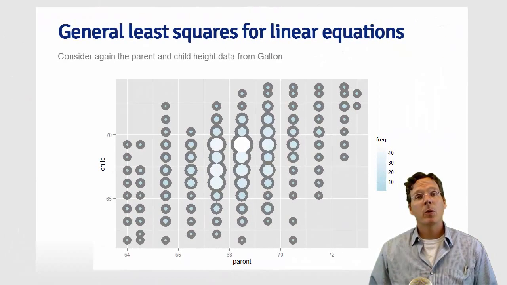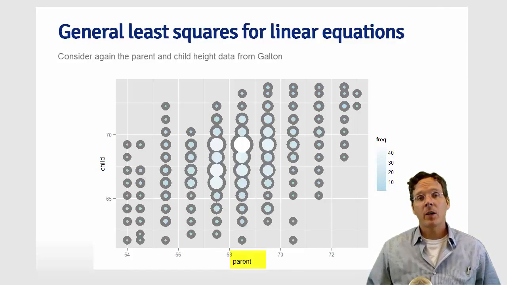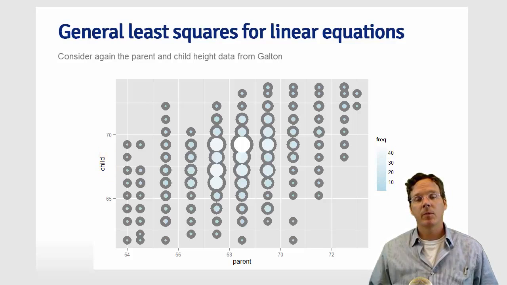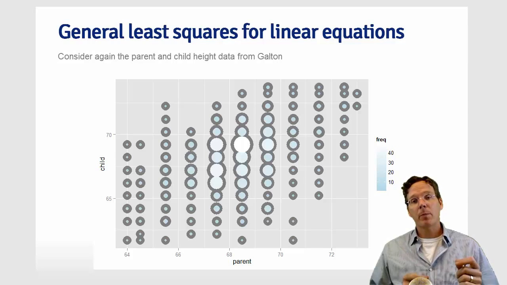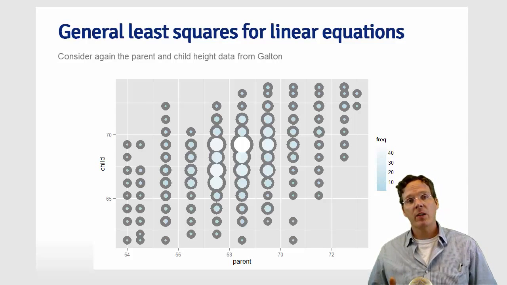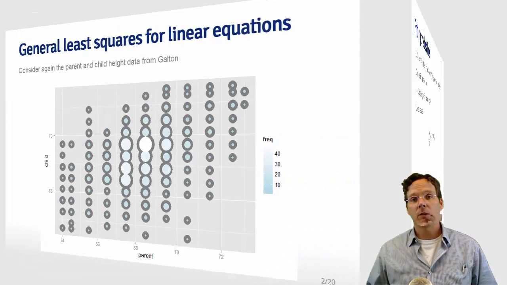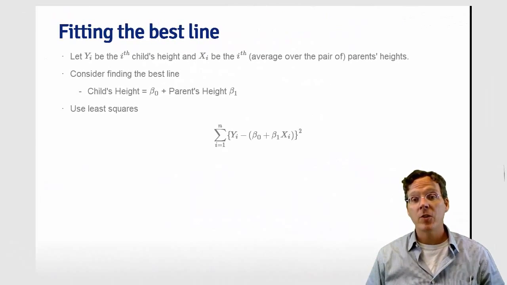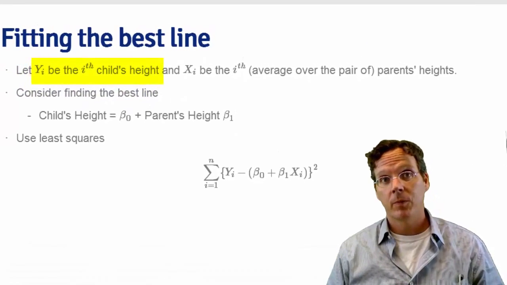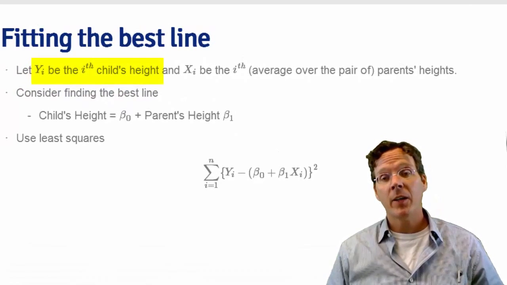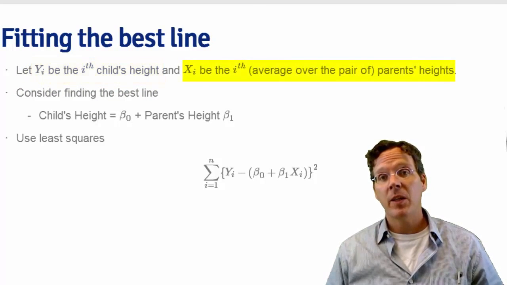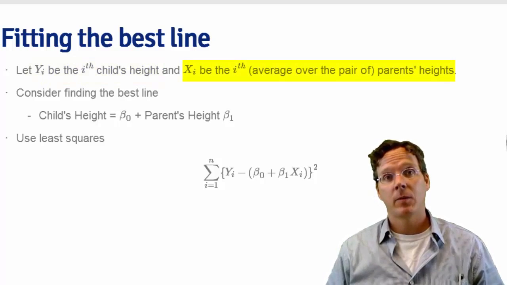Consider again the scatter plot of the parents' heights by the child's heights from the Galton data. Remember, the size of the circle represents the frequency of that particular XY combination. We'd like to use the parents' heights to explain the child's heights, and we're going to do it using linear regression. We're going to use the notation that we developed in our last lecture. So let yi be the ith child's height and xi be the ith parent's height.